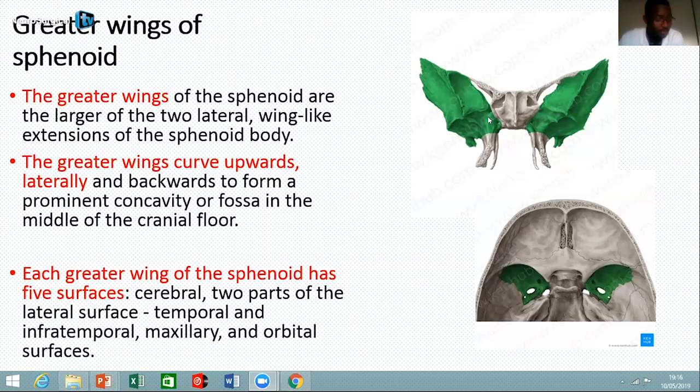The greater wings curve upward, laterally, and backward to form a prominent concavity or fossa in the middle of the cranial floor. Each greater wing of the sphenoid has 5 surfaces: the cerebral surface, 2 parts of the lateral surface, infratemporal, maxillary, and orbital surface. I will show you that in more detail in a few moments.